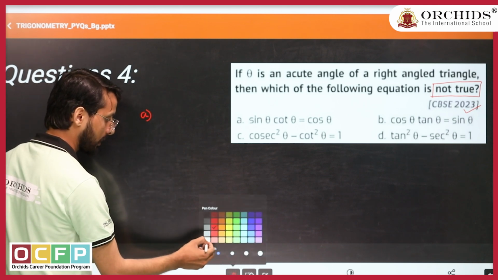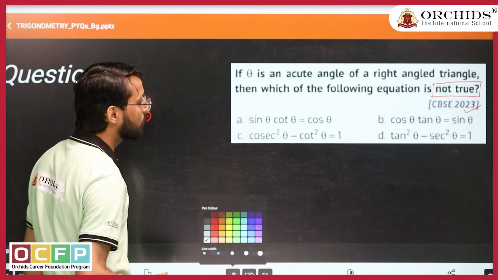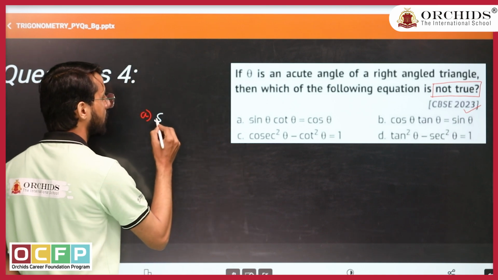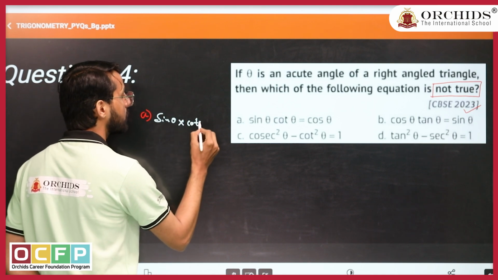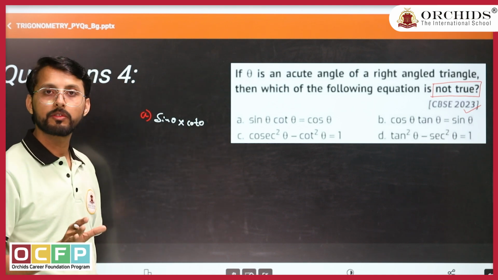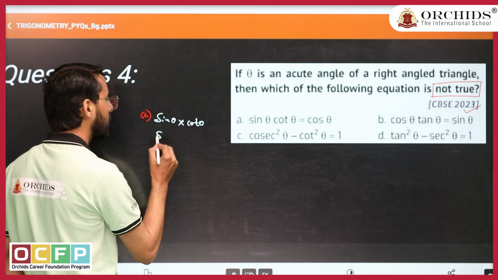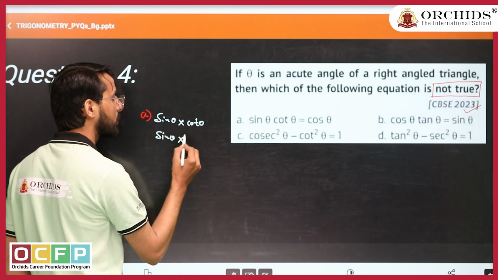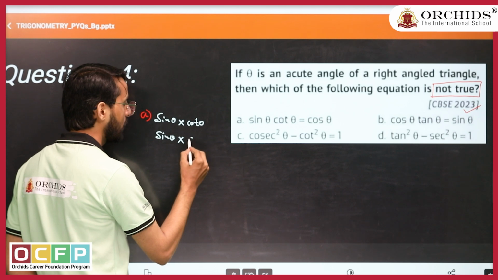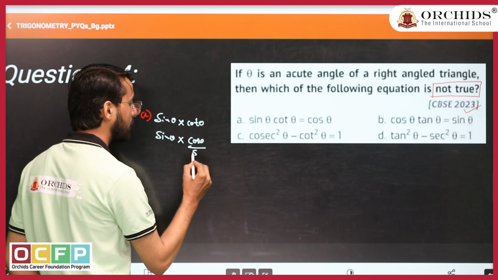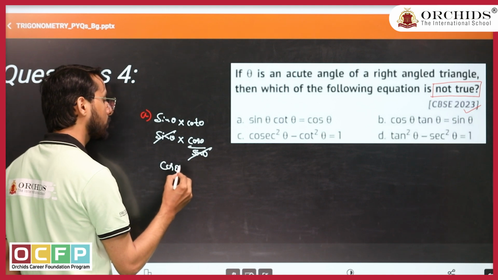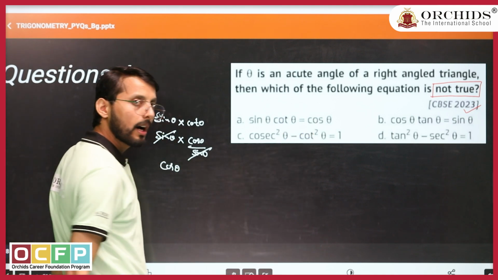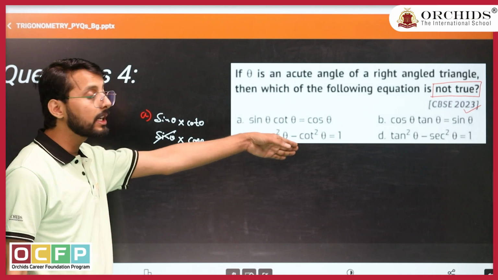Let's start with the first option. Suppose the first one is sin theta into cot theta is equal to cos theta. I started with just the LHS. Sin theta will remain sin theta. I can write cot theta in terms of sin and cos, that is cos theta by sin theta. Can I cancel sin and sin? Remaining is cos theta, which is equal to the RHS value. It means this is perfectly correct.